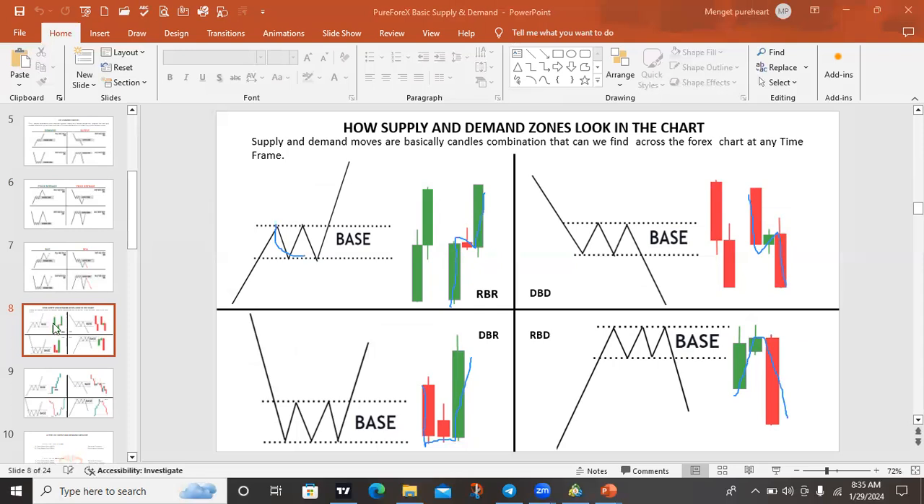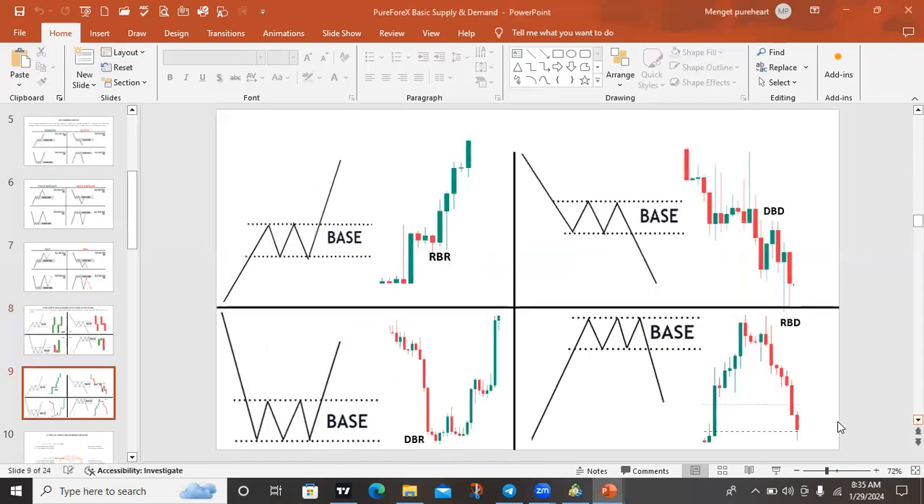The next page is how do we mark these supply and demand zones? Okay, before we go to that point, let me show you how they look. These are screenshots from the market. This is a rally-base-rally, and this is a drop-base-drop. This is how they look in the candlestick chart. This is how they look in the forex chart. This is a drop-base-rally, and this one is also a rally-base-rally, and this is a rally-base-drop.